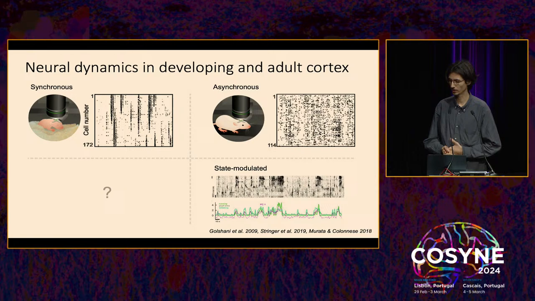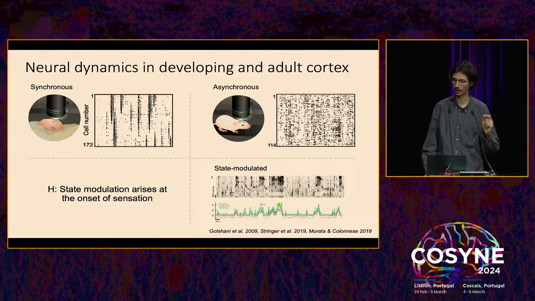And assuming that this state modulation really plays an essential role in adult-like sensory processing, we hypothesized that it would occur at the very onset of sensation. So, for example, when the eyes would open or when the whiskers would develop.